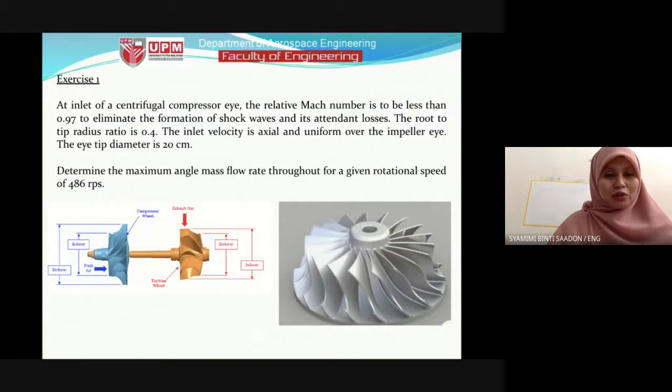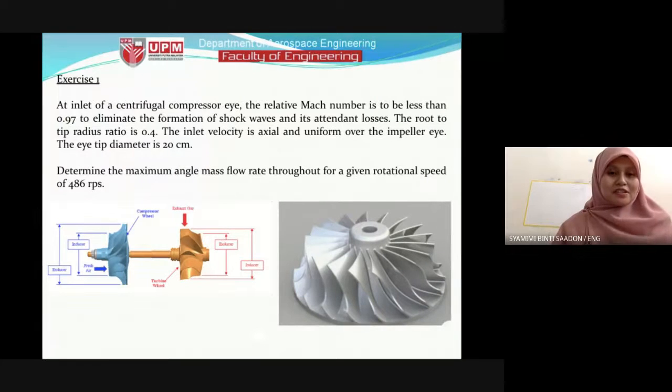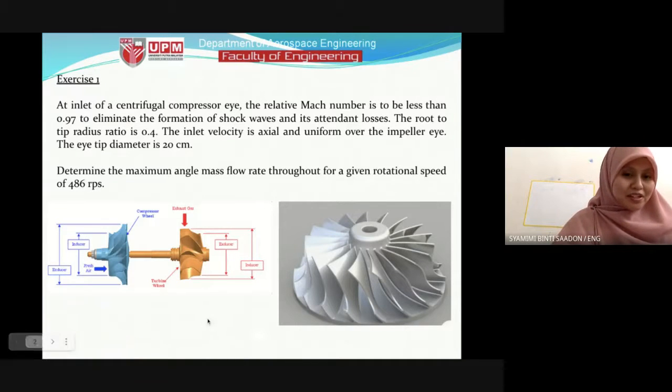So there are 4 tutorials. We will try to do them today. The first one concerns the centrifugal compressor. I've added some figures here because I didn't put them in the lecture slides. So this is a centrifugal compressor. At the inlet of a centrifugal compressor, the relative Mach number is to be less than 0.97.